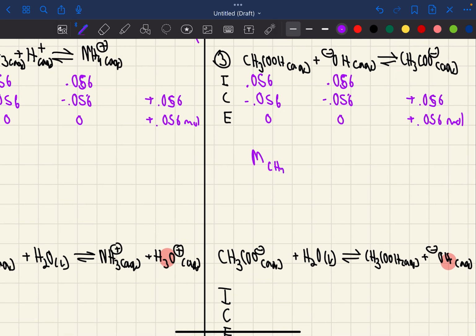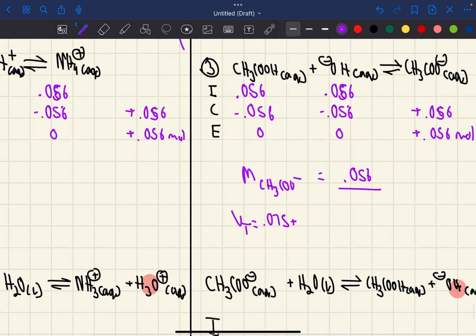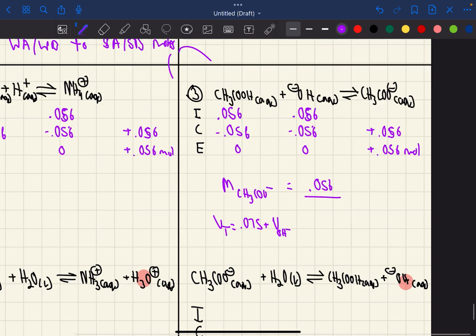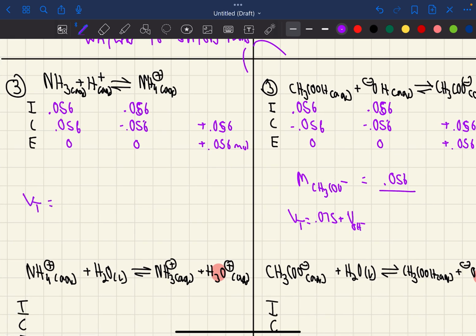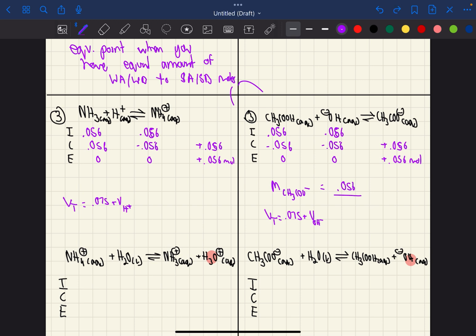CHCO minus, which equals this value, divide this entire thing by the total volume, because again, total volume in this case is going to be what? Your 0.075 plus, how much did you add at equivalence point? Oh, my bad. So in order to get the second component, this is going to be volume of your OH minus. And then for this part, your total volume is going to be your 0.075 plus your volume of your H plus. So in order to get that part is why you use the M1V1 equals M2V2.